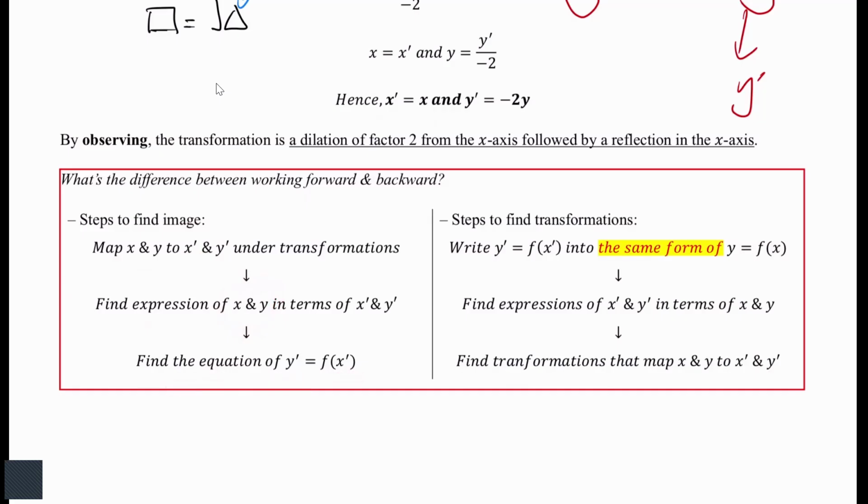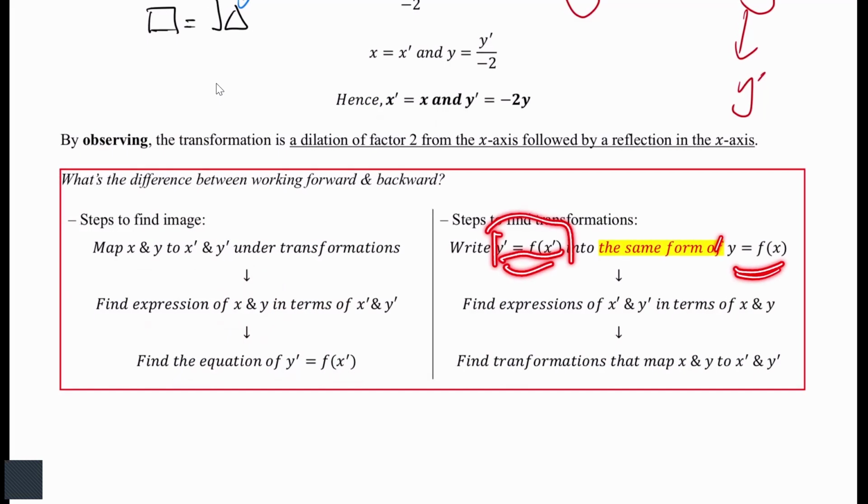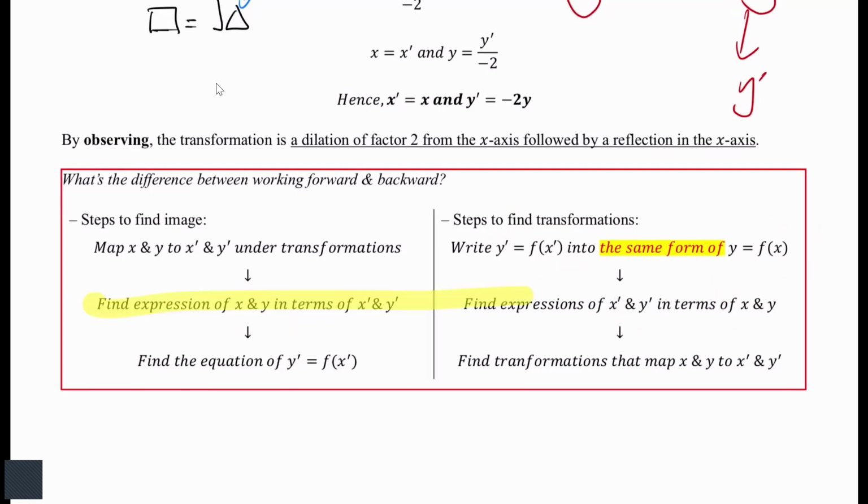However, when you're looking for transformations, you're going to rewrite the graphs before and after transformation into the same format so you can compare and get the expression of x dash, y dash in terms of x and y. Notice that this step is the most important step. They're so different. Finding image, x and y being the subject. Finding transformation, x dash, y dash being the subject. Now you can find the transformation that maps x and y to x dash, y dash by some observations. That's it.